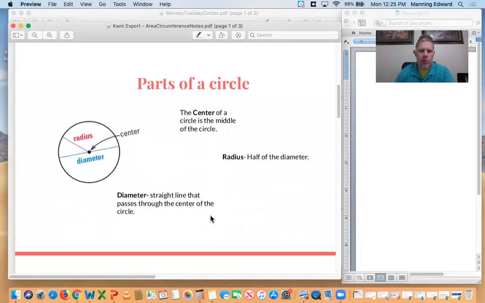All right, so we got the parts of a circle. Of course, we have the center. Everyone knows what the center of the circle is. That's the middle. Then we have the diameter, which is from one side to the other side. Straight line that passes through the center of the circle. That's something that should sound a little familiar. And then we have the radius. The radius is always going to be half the diameter.